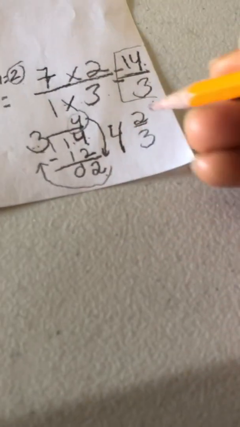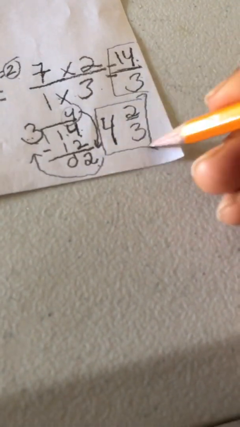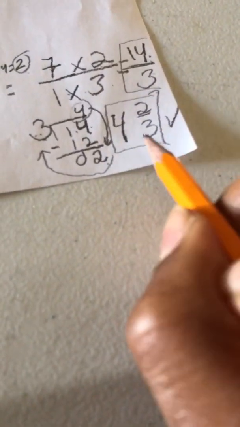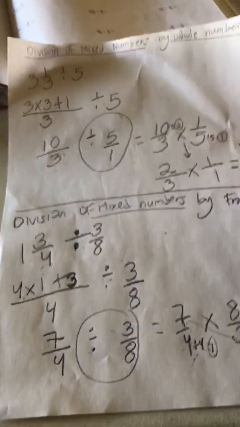So our answer is 4 being the whole number, 2 being the numerator, and 3 being the denominator. So this is our new answer. That's our answer. I hope this worked.